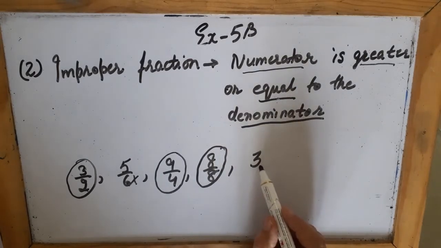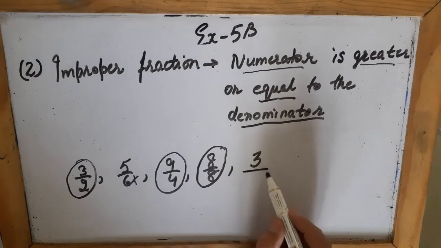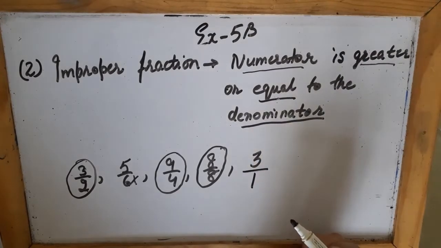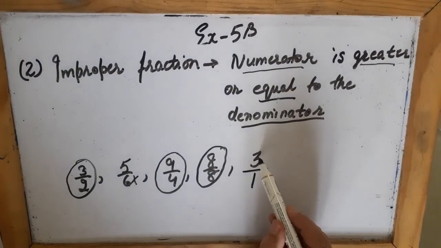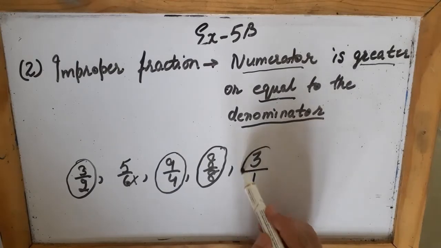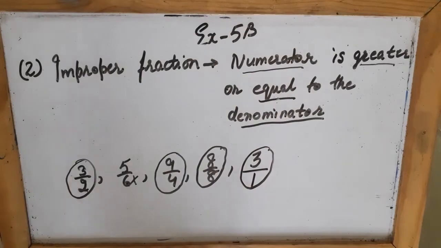Now here only 3 is given, only a whole number, so I told you how you can make a whole number into a fraction by adding 1 as a denominator. So 3 is bigger than 1, the numerator is greater than the denominator, so this also is an improper fraction.